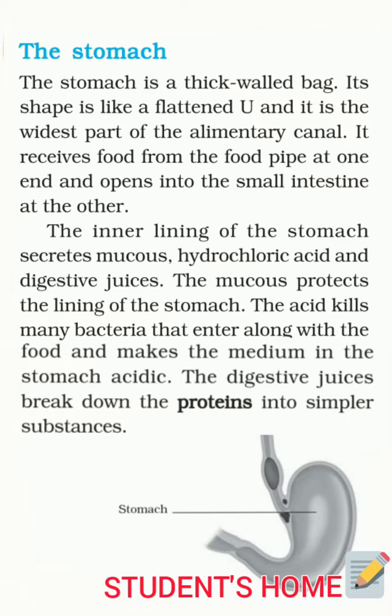The inner lining of the stomach secretes mucus, hydrochloric acid, and digestive juices. The mucus protects the lining of the stomach. The acid kills many bacteria that enter along with the food and makes the medium in the stomach acidic. The digestive juices break down the proteins into simpler substances. So class, the stomach is that organ which secretes hydrochloric acid to kill all the pathogens or non-acceptable bacteria or microorganisms that enter along with our food.